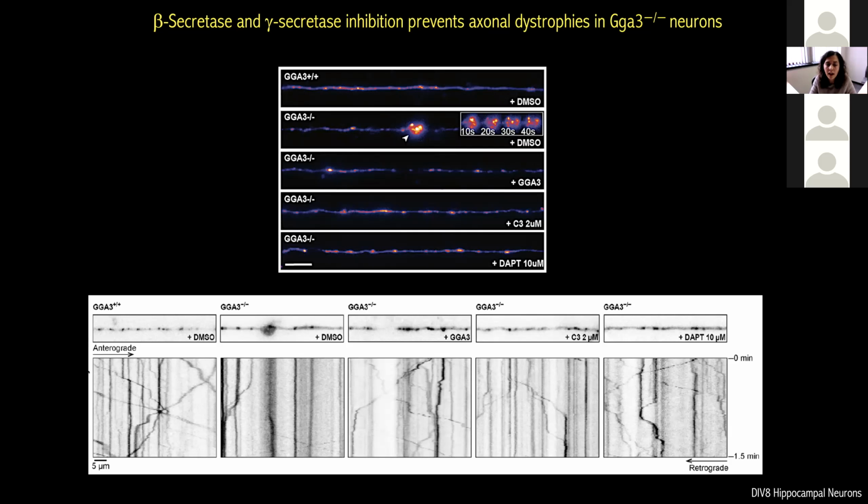In order to verify our hypothesis, we decided to block the generation of A beta oligomers by using beta and gamma secretase inhibitors, in the form of C3 and DAPT, and look out for those two phenotypes that are typical and have been described for BACE1 in Gga3 knockout neurons. And in fact, when you block the production of A beta oligomers by using this inhibition, both the swelling phenotypes and the trafficking dysfunction can actually be prevented.